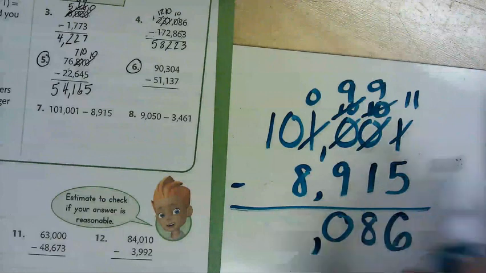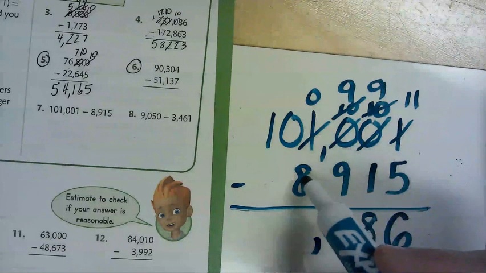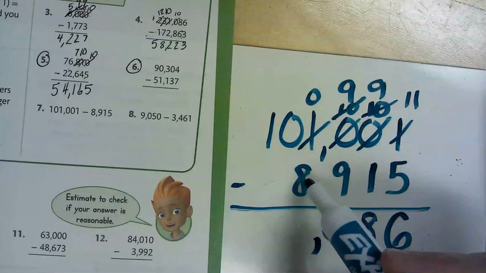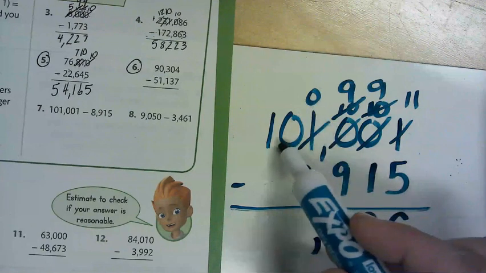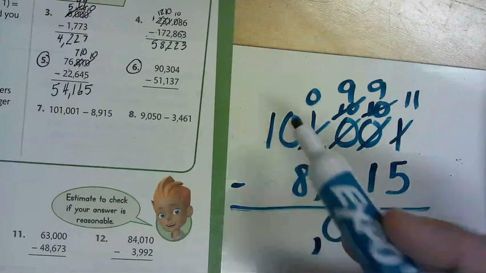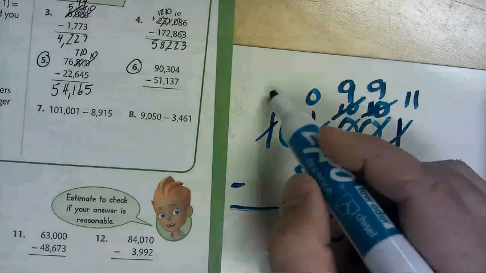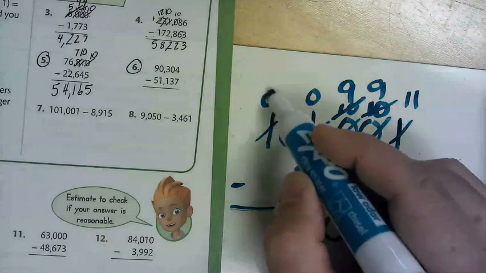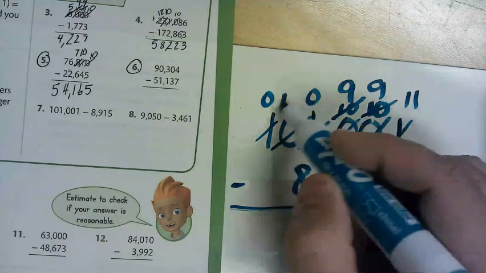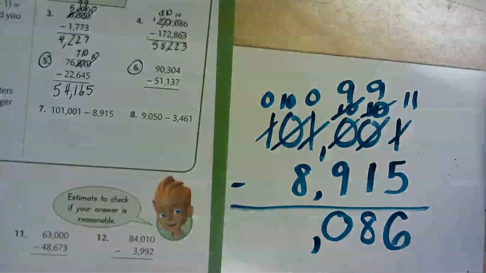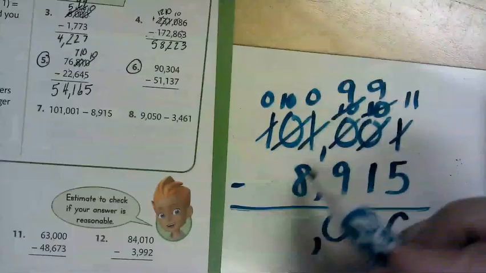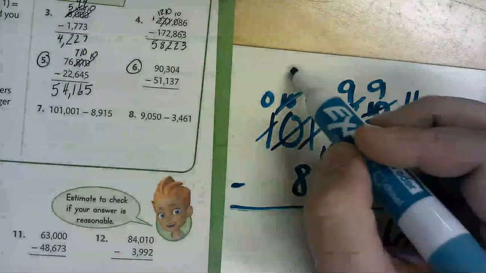Put in my comma. And now I have 0 minus 8. Well, I can't do that. And when I go next door, there's nothing to take from. But when I go next door again, there is. So my 1 here becomes a 0. My 0 becomes a 10. And now, when I do 0 minus 8, I have something to take from.